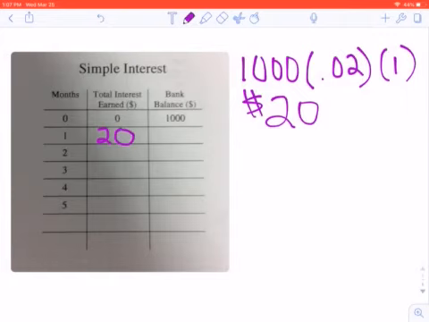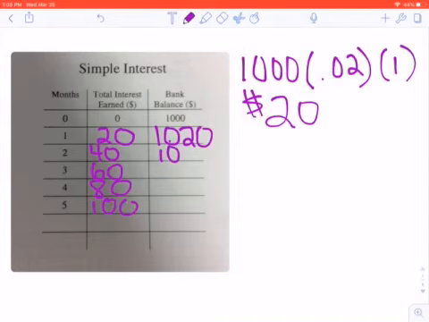So think about it. He's going to gain 20 every month. So month 2, he would have 40, 60, 80, and 100. Okay? Then we want to find the total amount that he has in his bank account. At the end of that first month, he would have 1,020, 1,040, 1,060, 1,080, 1,100.